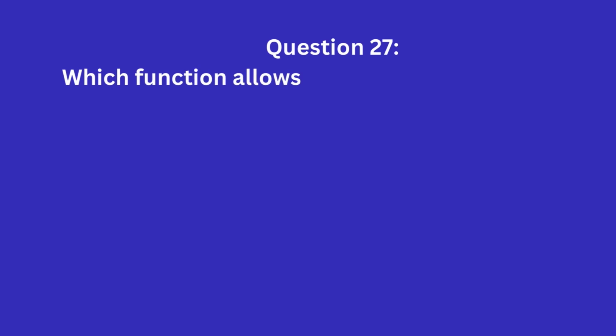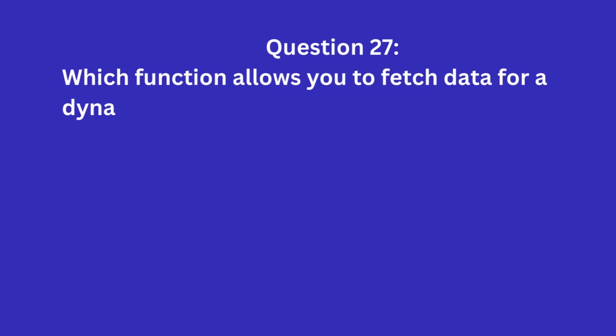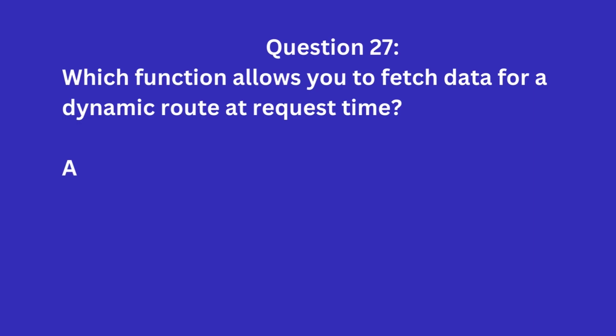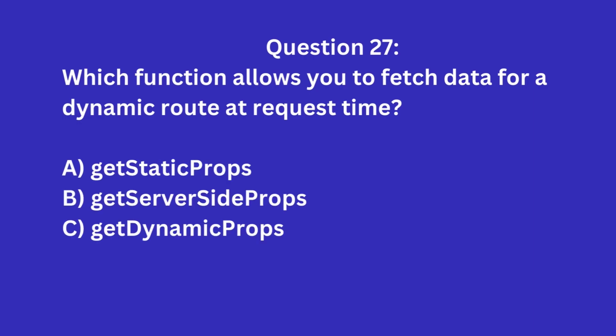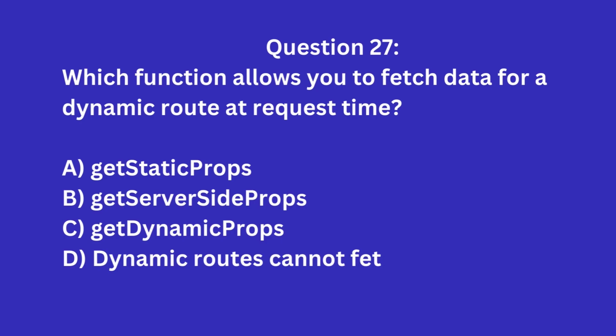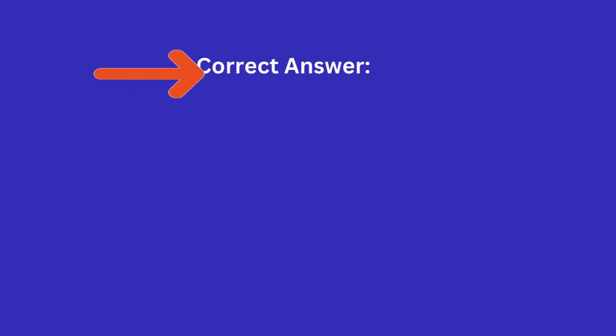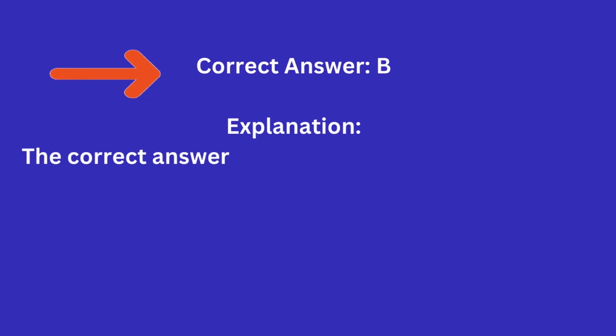Question 27. Which function allows you to fetch data for a dynamic route at request time? A. getStaticProps. B. getServerSideProps. C. getDynamicProps. D. Dynamic routes cannot fetch data. Correct answer, B. Explanation. The correct answer is B.